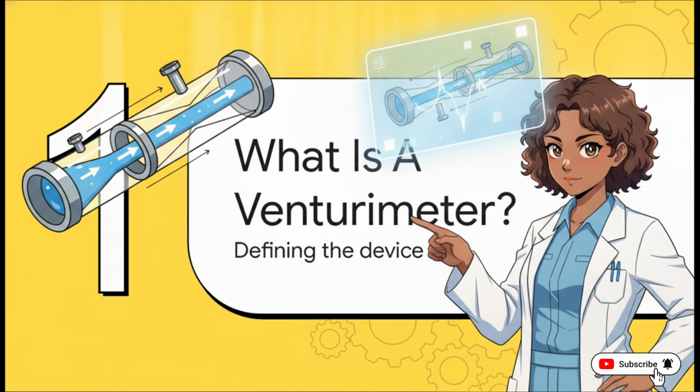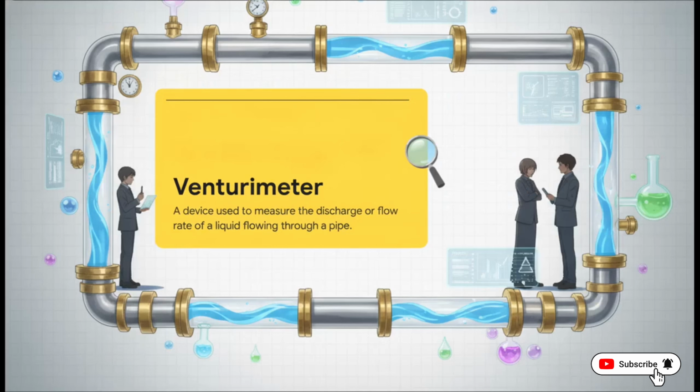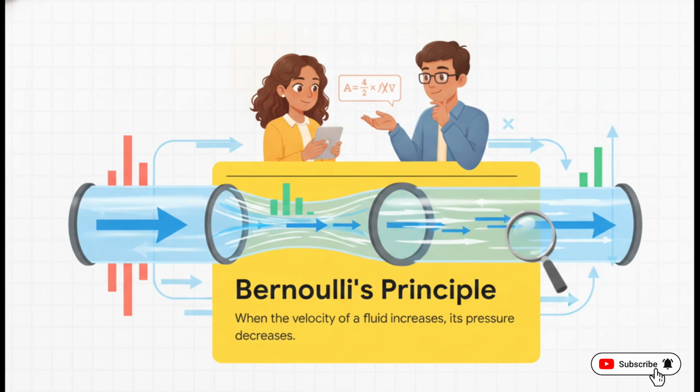All right, part 1. What is a Venturimeter? Simply put, a Venturimeter is a device used to measure the discharge, or flow rate, of a liquid flowing through a pipe. Whether it's water, oil, or industrial chemicals, this clever device gives engineers the precise flow rate without disrupting the whole system.